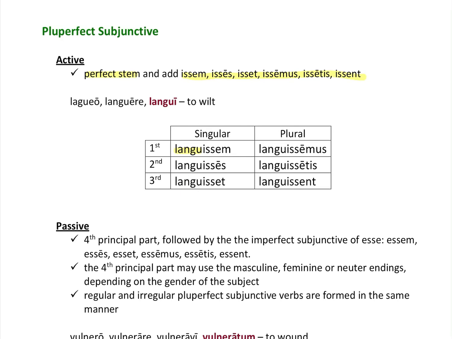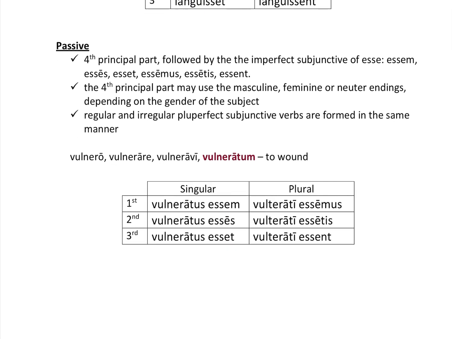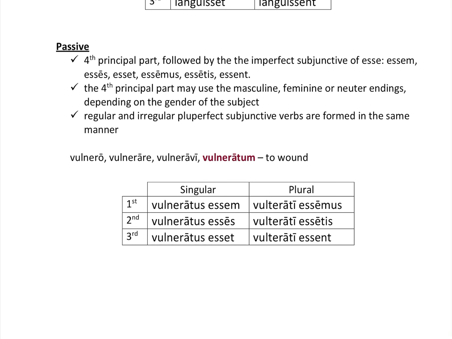And now we're going to look at passive. You take the fourth principal part, followed by the imperfect subjunctive of esse: essem, esses, esset, essemus, essetis, essent. And the fourth principal part may use, remember again, because it's the fourth principal part, the masculine, feminine, neuter endings, depending on the gender of the subject.